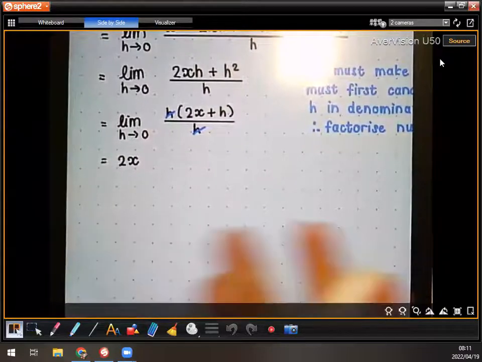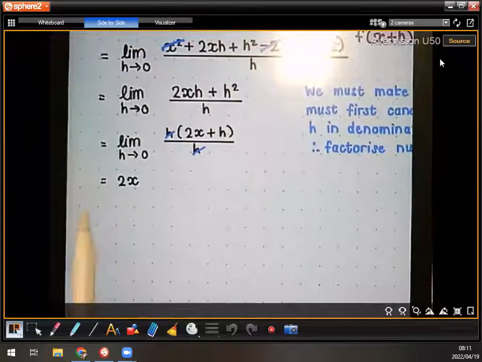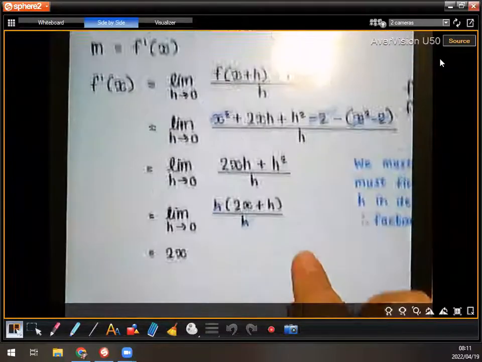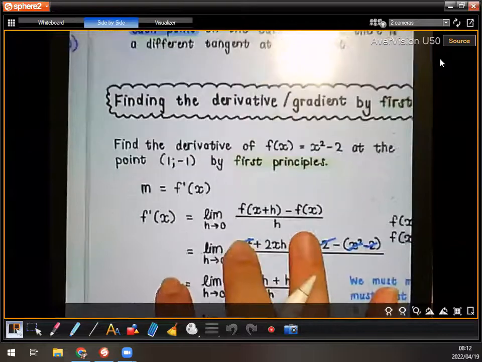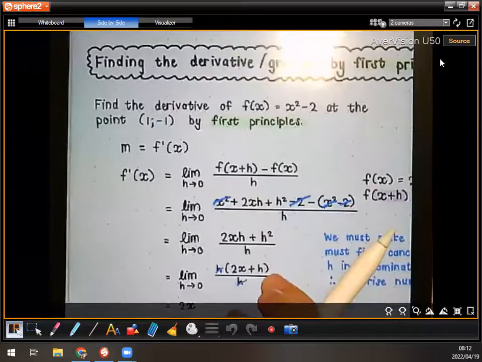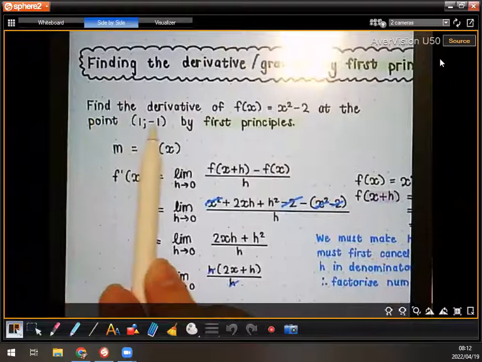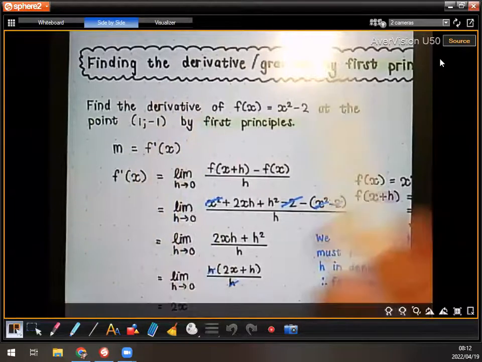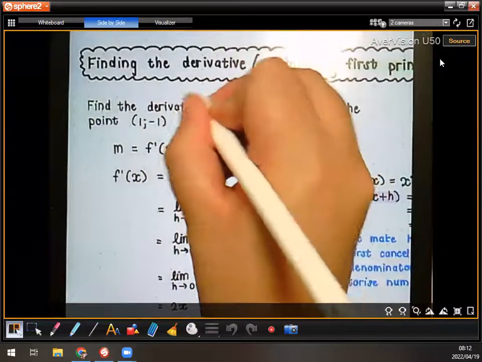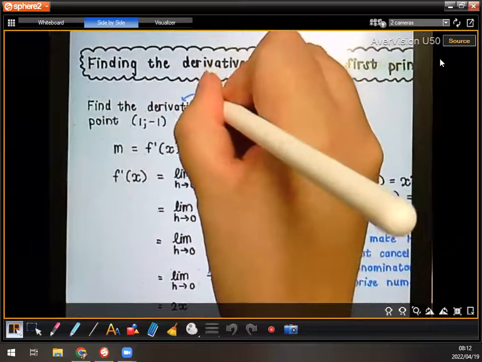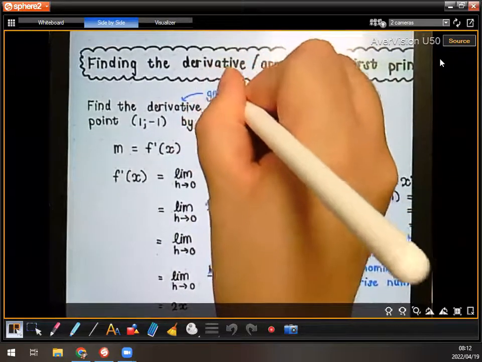Okay, guys, we're fine with this. Is this a gradient though? 2x. Remember they asked us for the derivative of f of x equals x squared minus 2 at the point 1, negative 1. Now guys, remember that the derivative is always the same as the gradient.